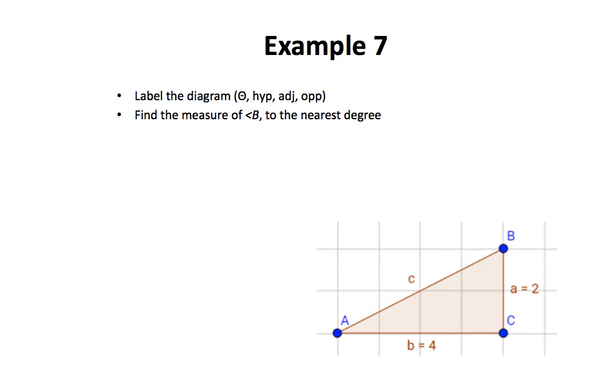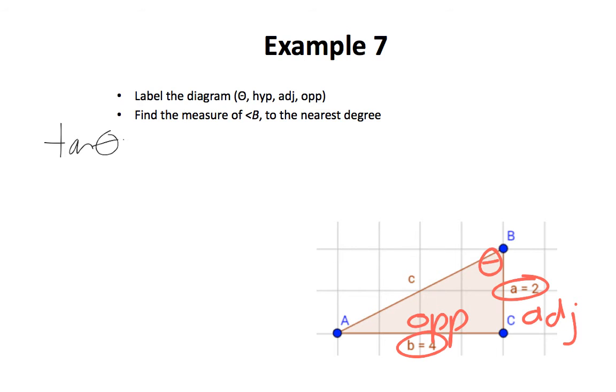In our last example, we want to find the measure of angle B to the nearest degree. So let's label angle B theta, which would make the side labeled 2 the adjacent side, and that would make the side labeled 4 the opposite side. The trig ratio that contains opposite and adjacent is tan. So let's write tan theta is equal to opposite over adjacent.